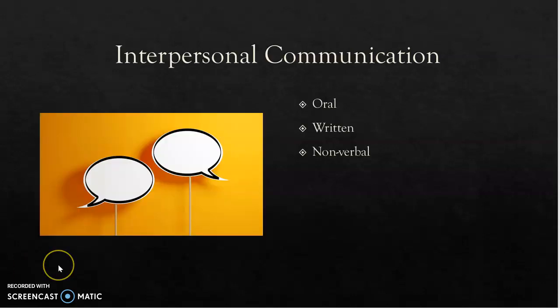Within all forms of communication, it is going to be interpersonal, where 2 people are communicating. You can't have a sender without a receiver. You can't have a receiver without a sender. And so there are different types of interpersonal communication. We've got oral or verbal, we've got written, and then we've got nonverbal. And we're going to look at the pros and cons of those.